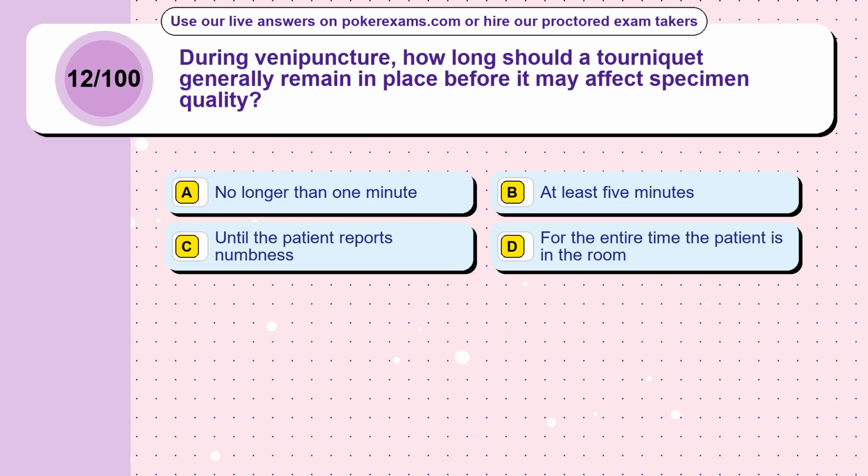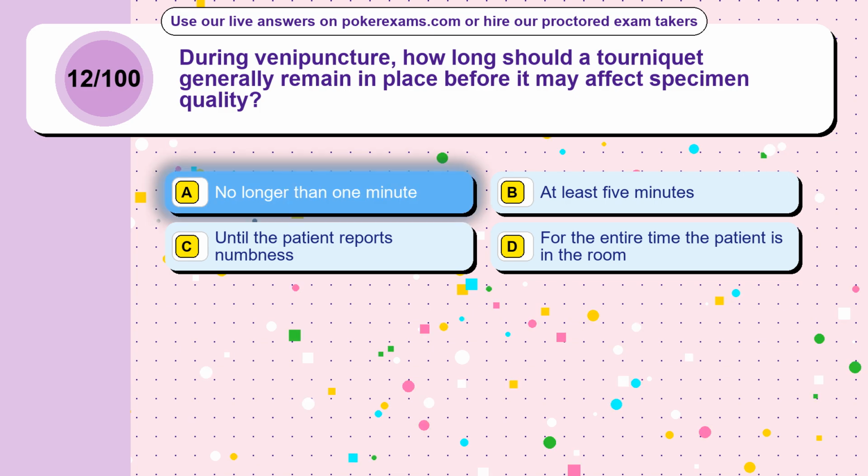Question 12. During venipuncture, how long should a tourniquet generally remain in place before it may affect specimen quality? Option A. No longer than 1 minute. Option B. At least 5 minutes. Option C. Until the patient reports numbness. Option D. For the entire time the patient is in the room.